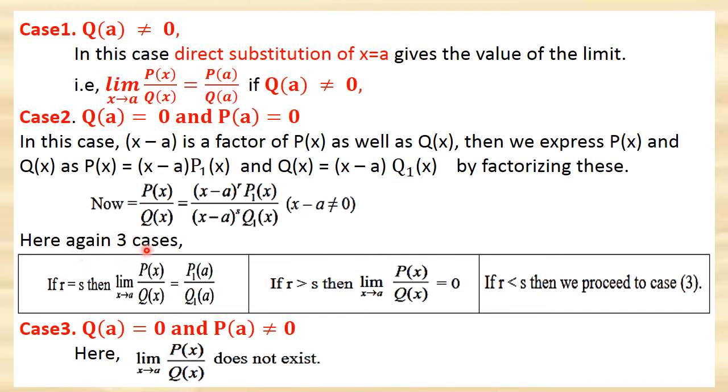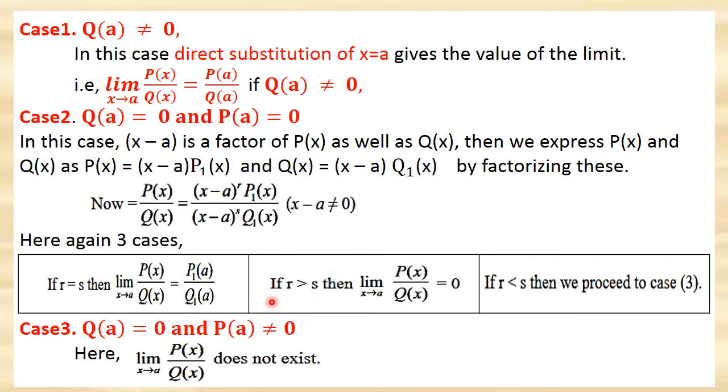Now here also we have three cases. If r is equal to s, what will happen? For example, r and s are 2, then x minus a whole square in the numerator and x minus a whole square in the denominator will both get cancelled. In that case, we will get limit x tends to a, p of x upon q of x equal to p1 of a upon q1 of a.